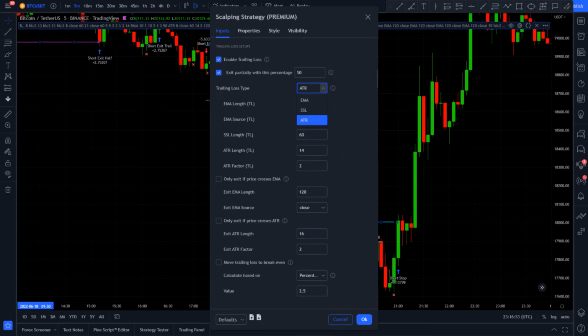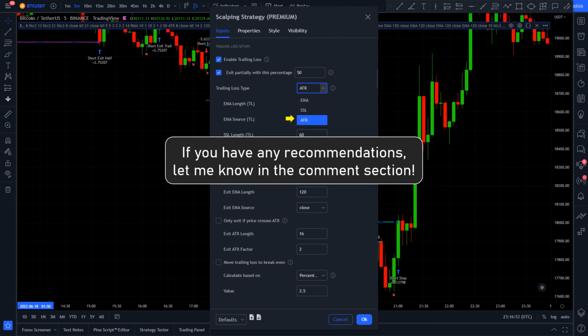Currently you can choose from 3 different trailing stop loss types: the EMA, the SSL and the ATR, which is basically the super trend trailing stop loss. We want to expand this selection with many other trailing stop loss types, so if you have any good trailing stop loss recommendations, feel free to let me know down in the comment section.